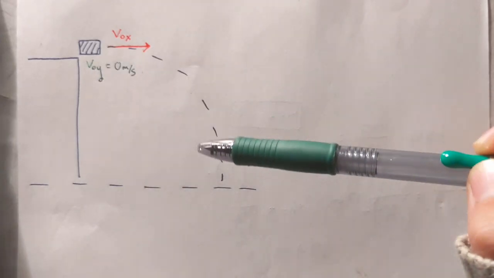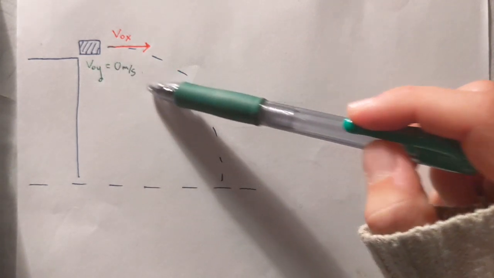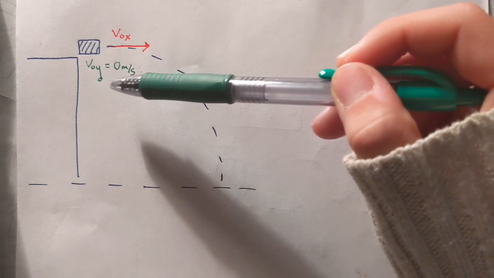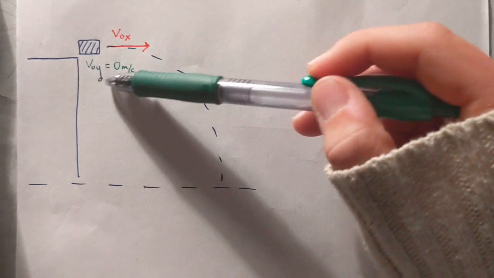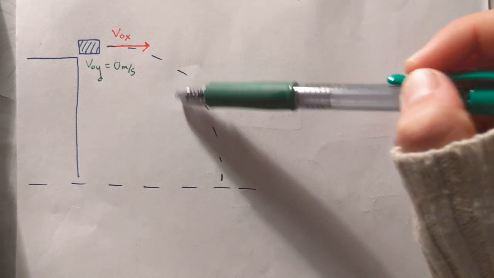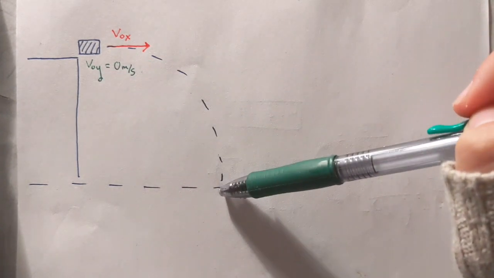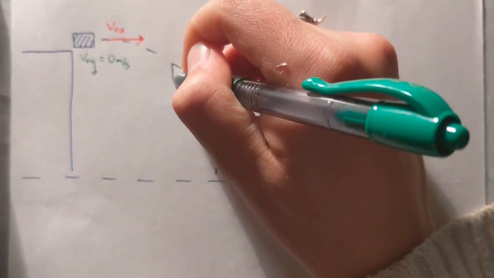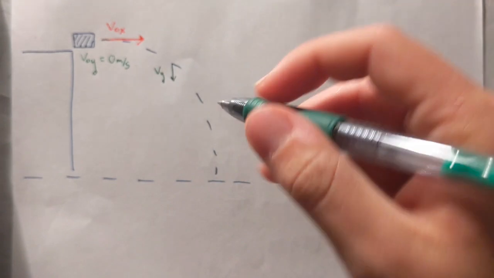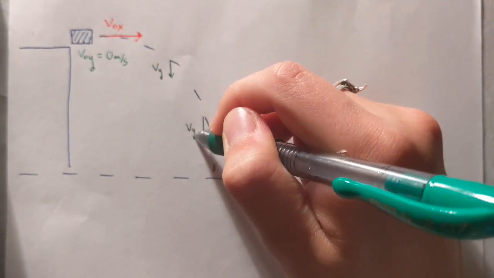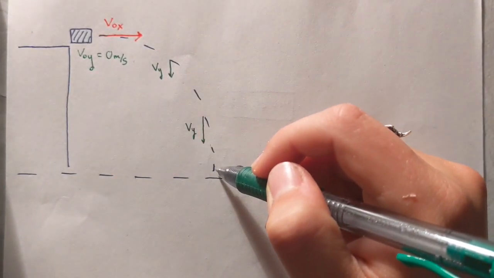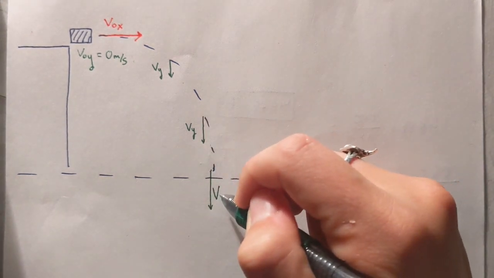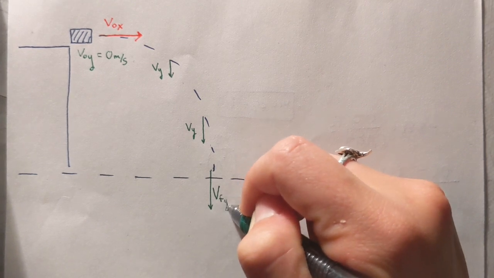So as the object flies through the air, gravity is pulling the object down to the ground. Gravity is going to speed up the object vertically. It's going to cause the vertical speed of the object to get bigger and bigger as the object falls closer to the ground. And right before the object hits the ground, it's going to have the greatest vertical speed. I'm going to call it v final in the y direction.